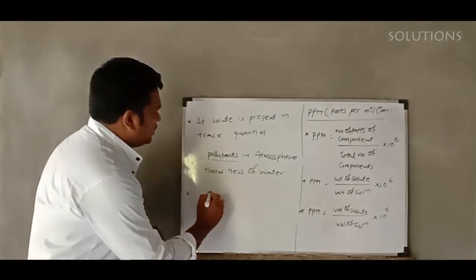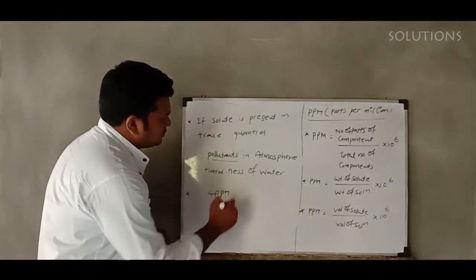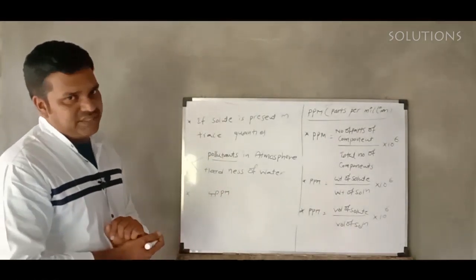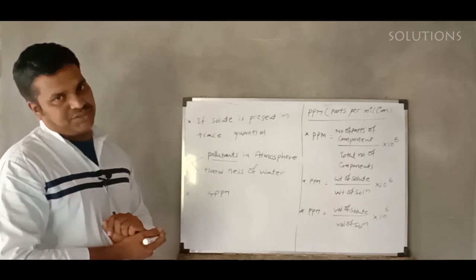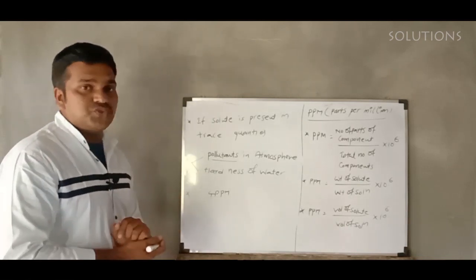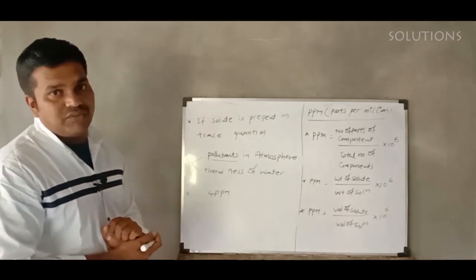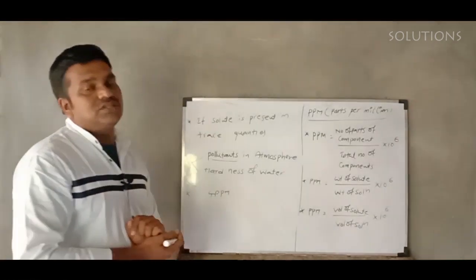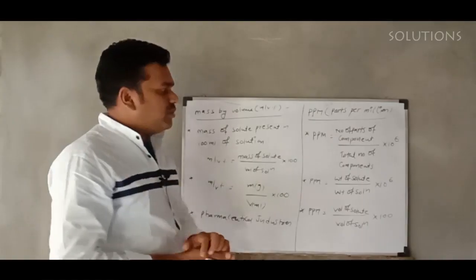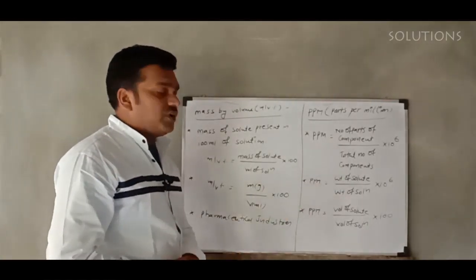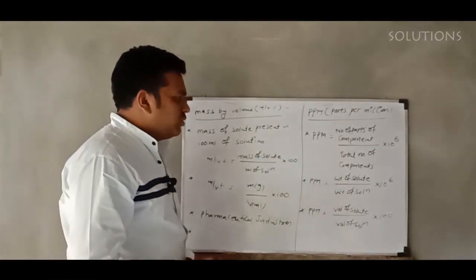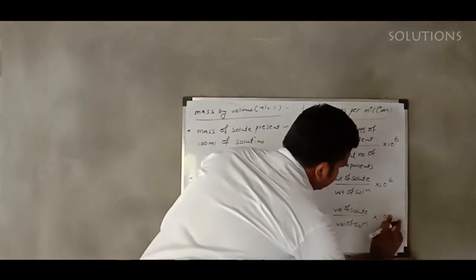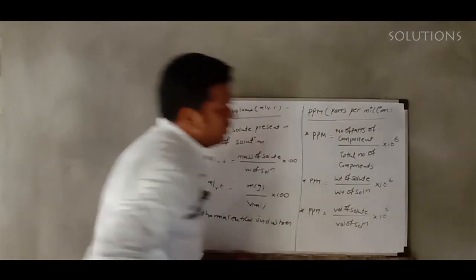Suppose I wrote here 4 ppm. 4 ppm means what here? 4 grams of the solute present in 10 power 6 grams. 4 ppm means 4 grams of solute present in 10 power 6 grams of the solution, or you can say the solvent. Formula we can use, weight formulas also I wrote here, and volume also we will write here. Sorry, this we can write here 10 power 6.